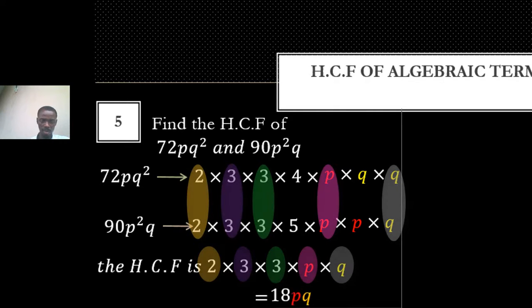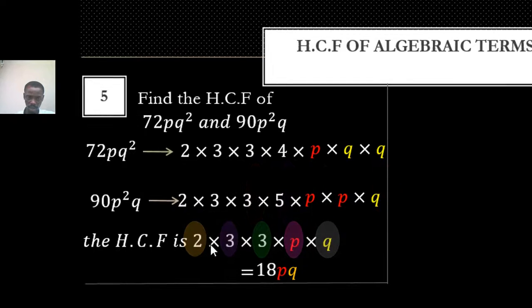So my HCF is multiplying everything here out. This is 2 by 3, that's 6. 6 by 3, that's 18. Then 18 by PQ, that's 18PQ. Alright, I need to be fast here.